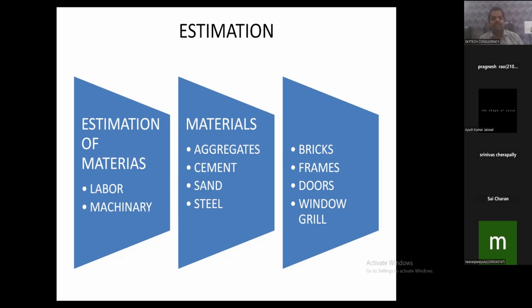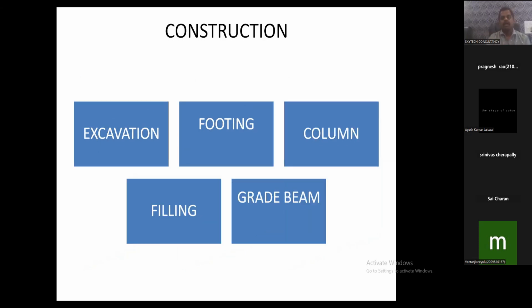What grade of steel? The grade of the steel depends on the price and the brands also. And next, what type of materials we are using? That is bricks, the frames, each and everything. The estimation is done by an engineer. So our duty, a civil engineer's duty, is to make a clear estimation of all the materials used in the site.